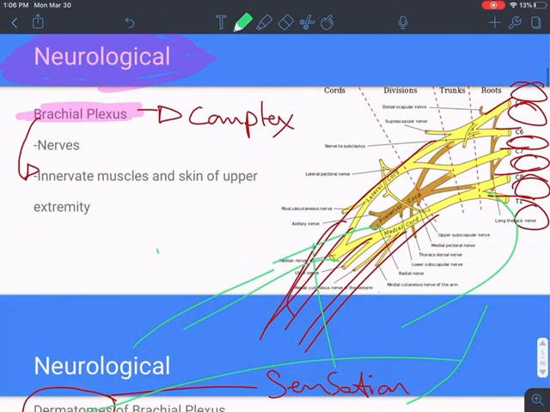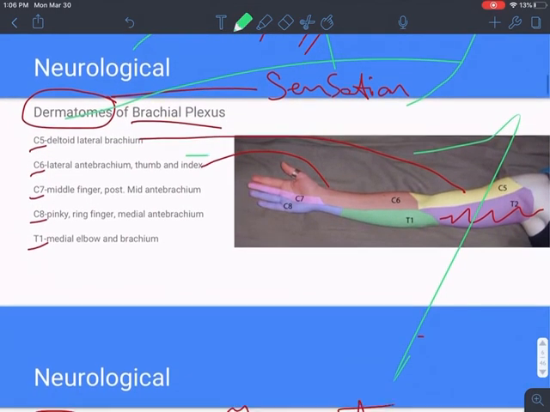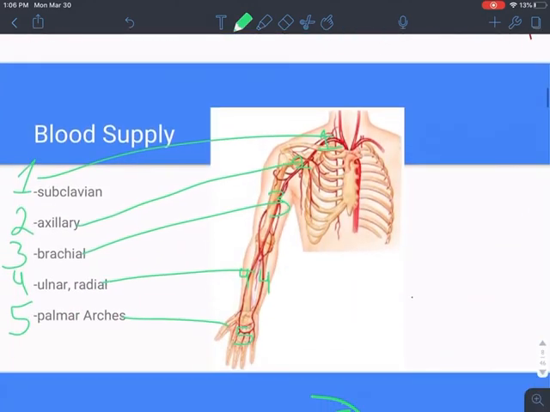Then we got into the neurological complex. So the brachial plexus, we talked about dermatomes and myotomes. Blood supply. So branching off of the aorta is the subclavian, which is deep to the clavicle, the axillary, which is another name for the armpit, the brachial, and then radial and ulnar, and then palmar arches.